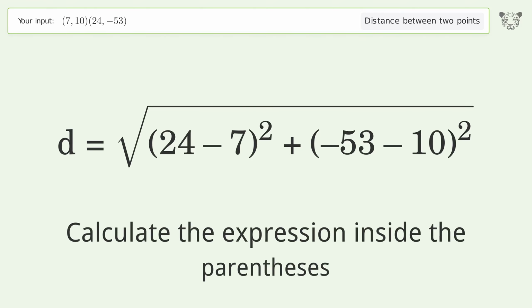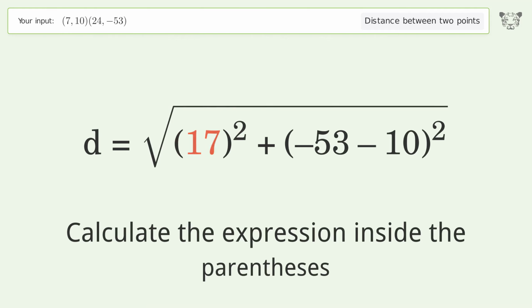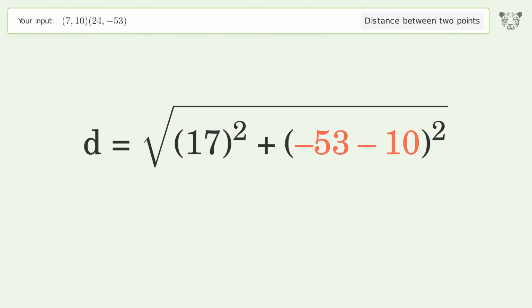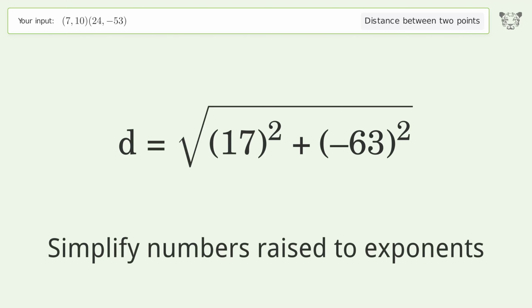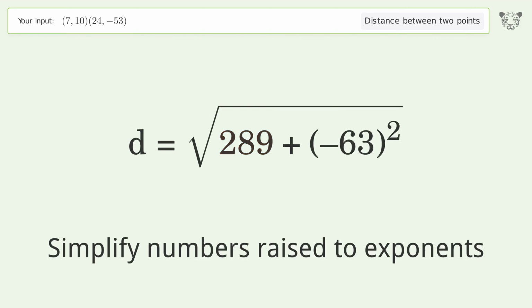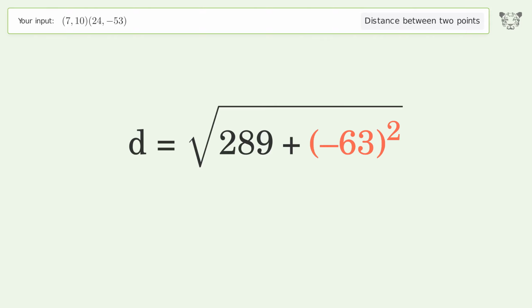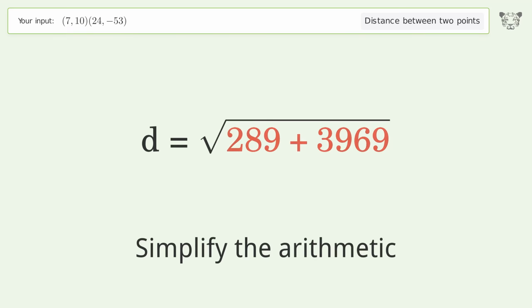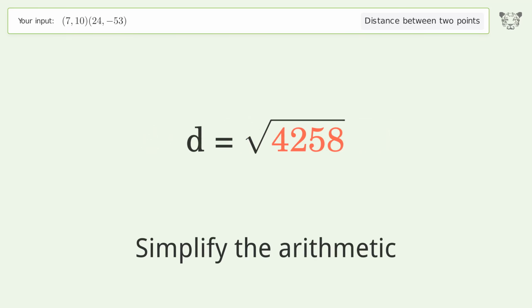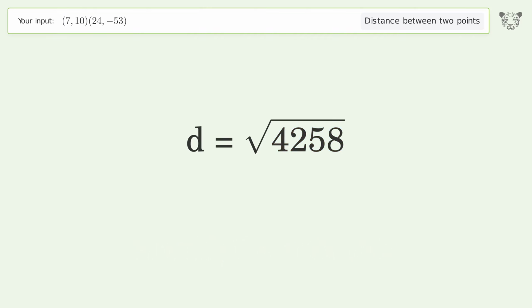Calculate the expression inside the parentheses. Simplify numbers raised to exponents. Simplify the arithmetic. And so the distance between the 2 points is the square root of 4,258, or 65.253.